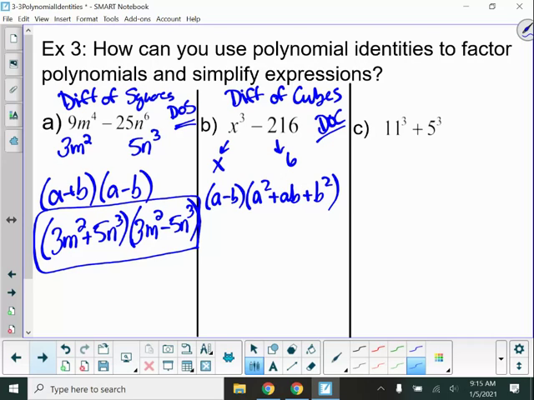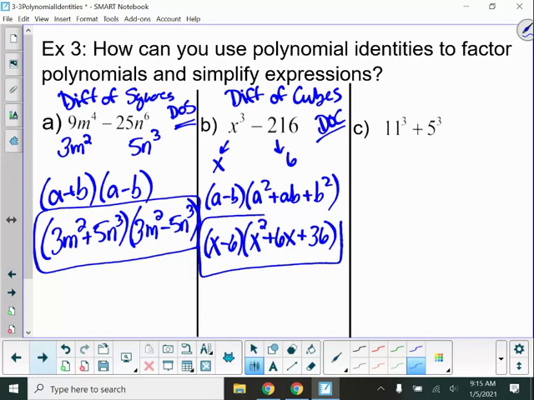So now I plug in. I have x minus 6, x squared plus 6x plus my 6 squared, which is 36. And you can always check this by going through and remultiplying to make sure that it does add up to what it's supposed to add up to.